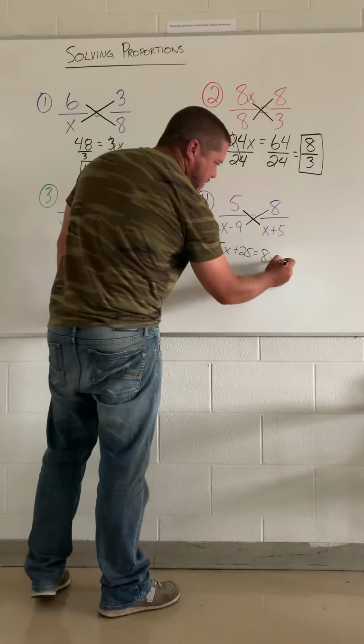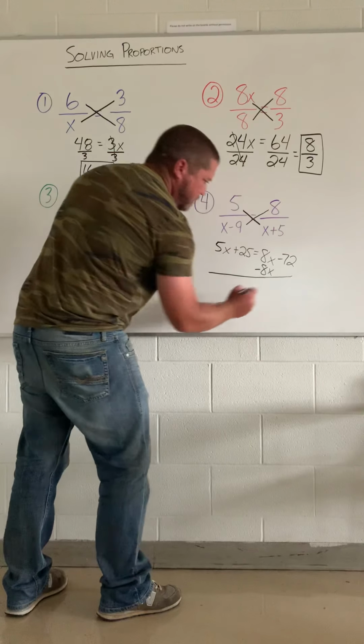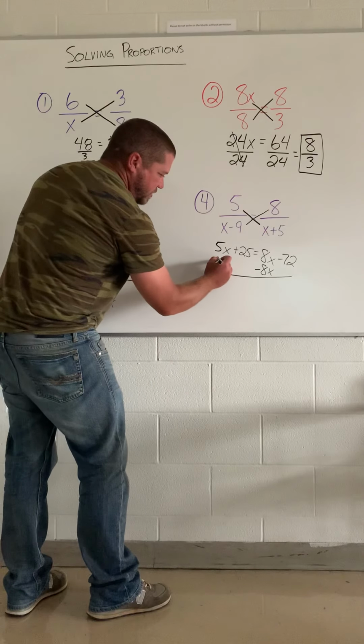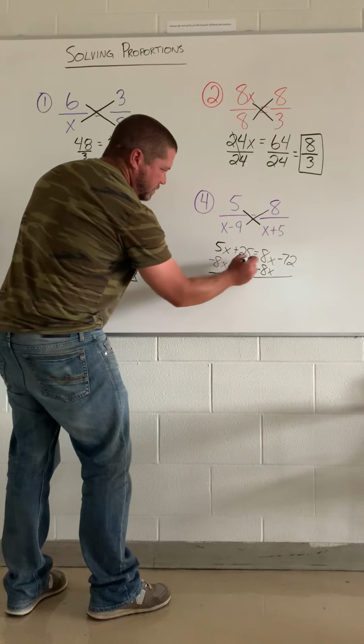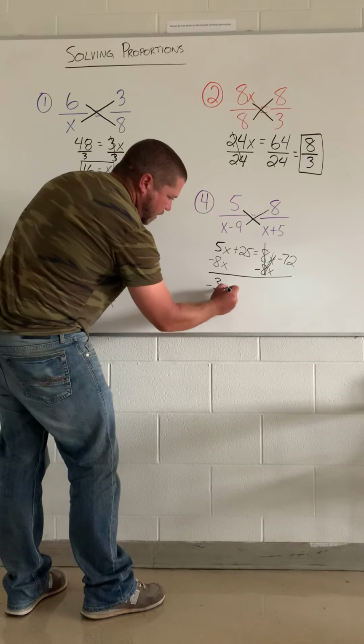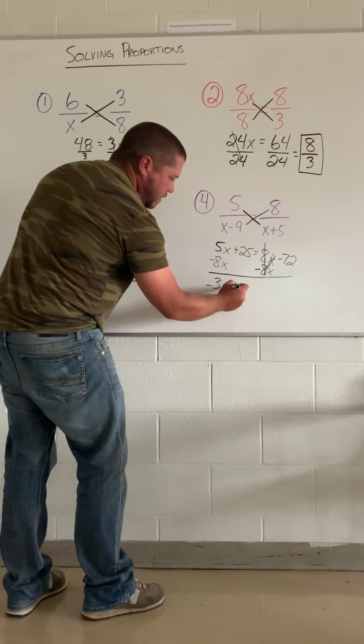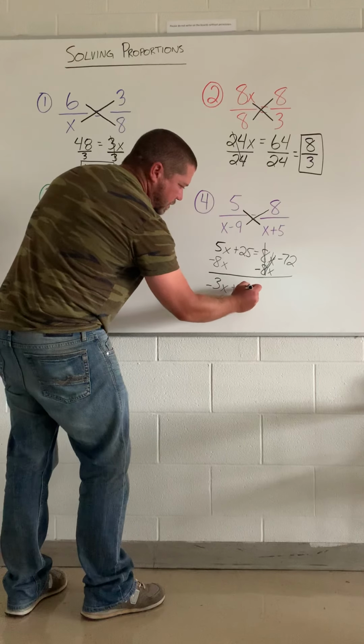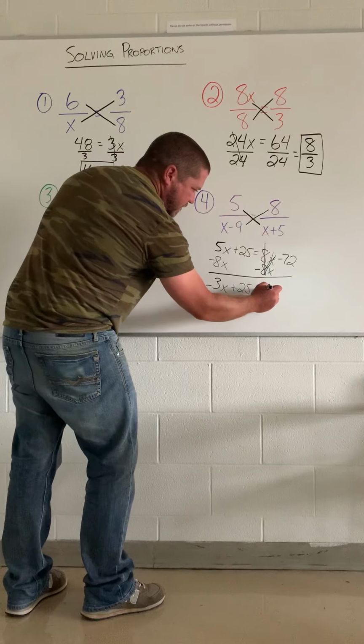All right, from here you can move all variables to the left or all variables to the right. It doesn't really matter. So we'll move them all to the left of this one. So get rid of the positive 8x, get it to 0 by subtracting, and do it to the other side also. Mark through that x so we know it's not there too. 5 minus 8 is -3. I still have 25 and equals -72.